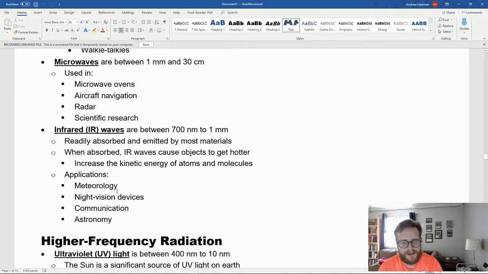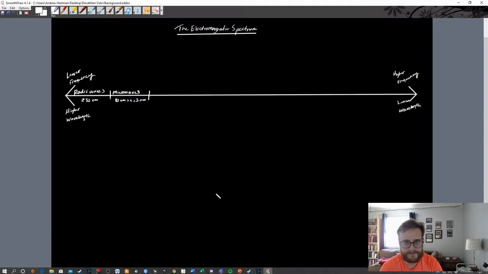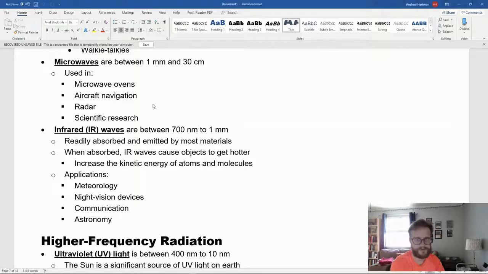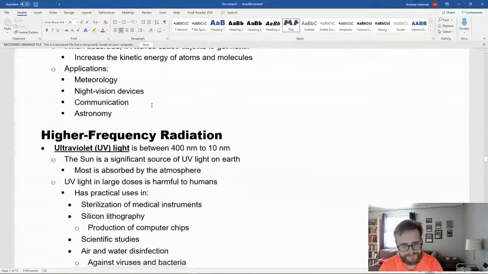Next up, we have infrared waves, which are between 700 nanometers and 1 millimeter. Infra means below, so it's the part of the spectrum that is below red.